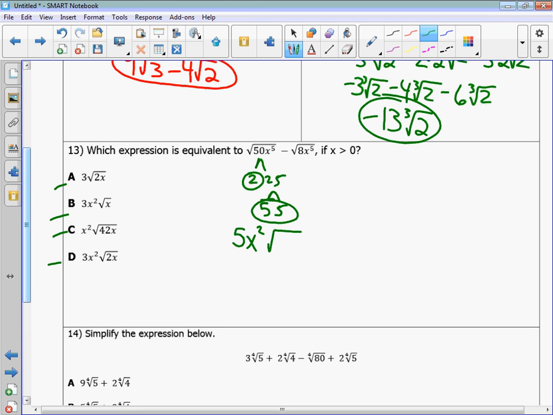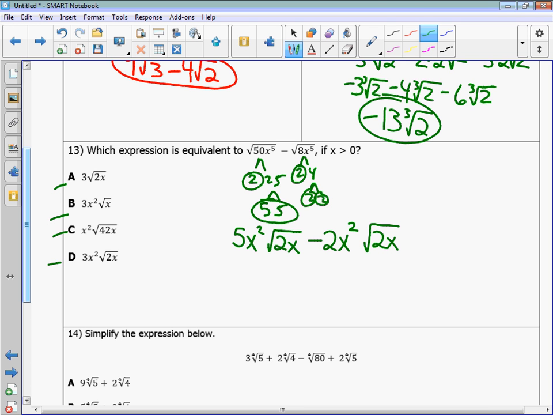8, we broke down at 2 and 4. 2 and 2. Minus 2, square root 2. I forgot the x's. X to the 5th, so it's x squared on the outside and 2x on the inside. So we have 5x squared times the square root of 2x minus 2x squared square root of 2x.